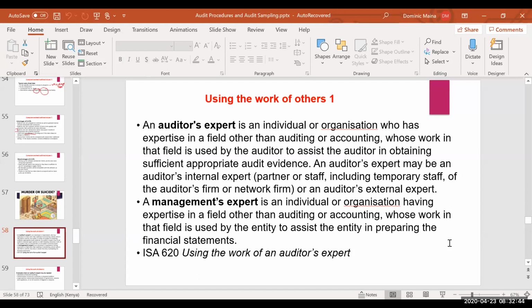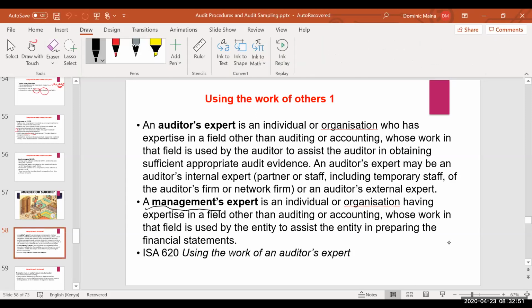So don't forget here, it is a client who is hiring these management experts. It is not you as an auditor. It is your client who is going to be hiring this individual, and of course that implies they are the ones who are going to be paying them.